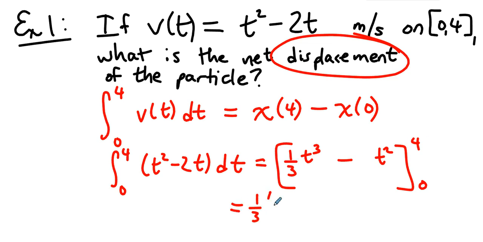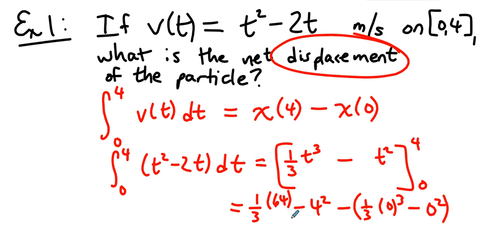Sub in 4, sub in 0, and subtract. So if you're good with arithmetic, this turns out to be 16/3 meters. What does this mean? This means that the particle is 16/3 meters farther along in the positive direction when time equals 4 than at time equals 0. That's what that means.